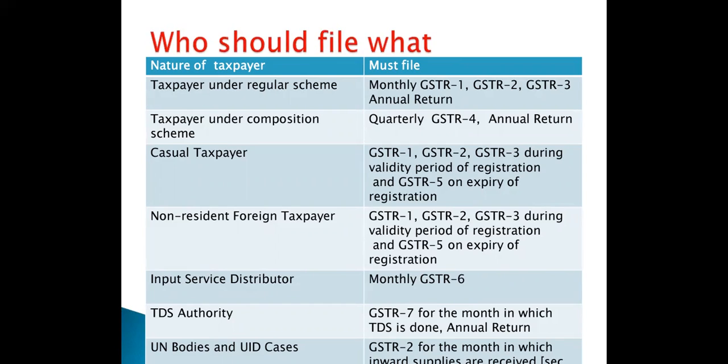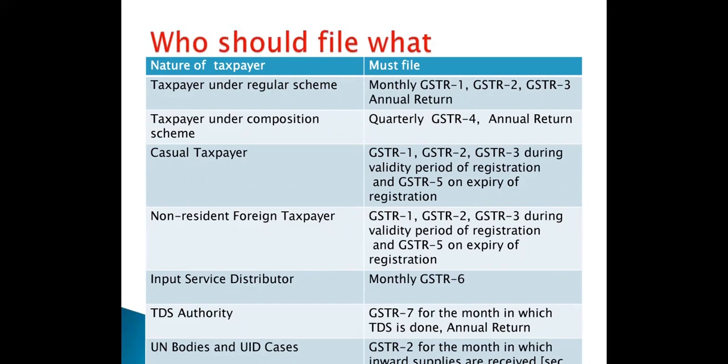Then some taxpayers are casual taxpayers. They should file GSTR 1, 2 and 3 during the validity period of registration, and GSTR 5 on expiry of registration. Similarly, non-resident foreign taxpayers should file returns on the basis of GSTR 1, 2, and 3 during the validity period of registration and GSTR 5 on expiry of registration.